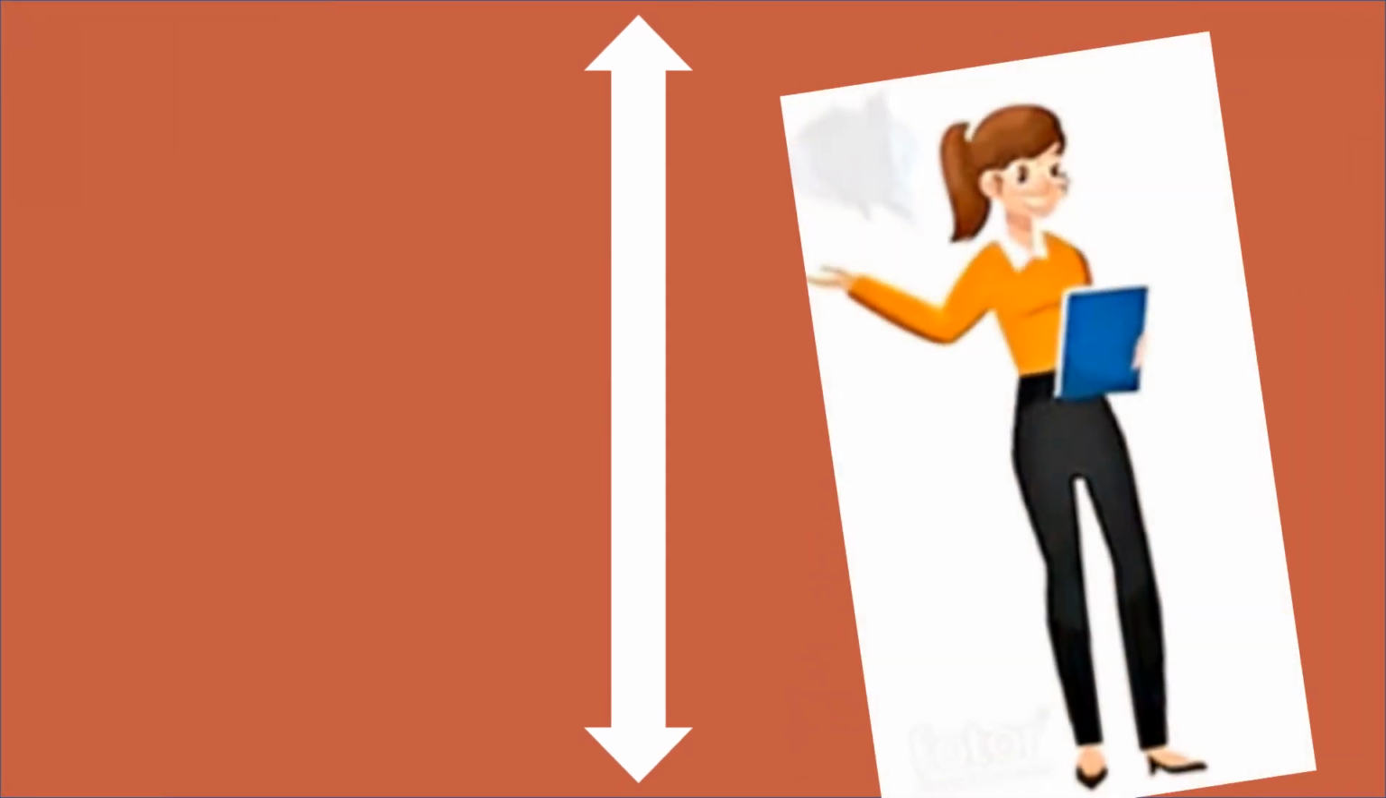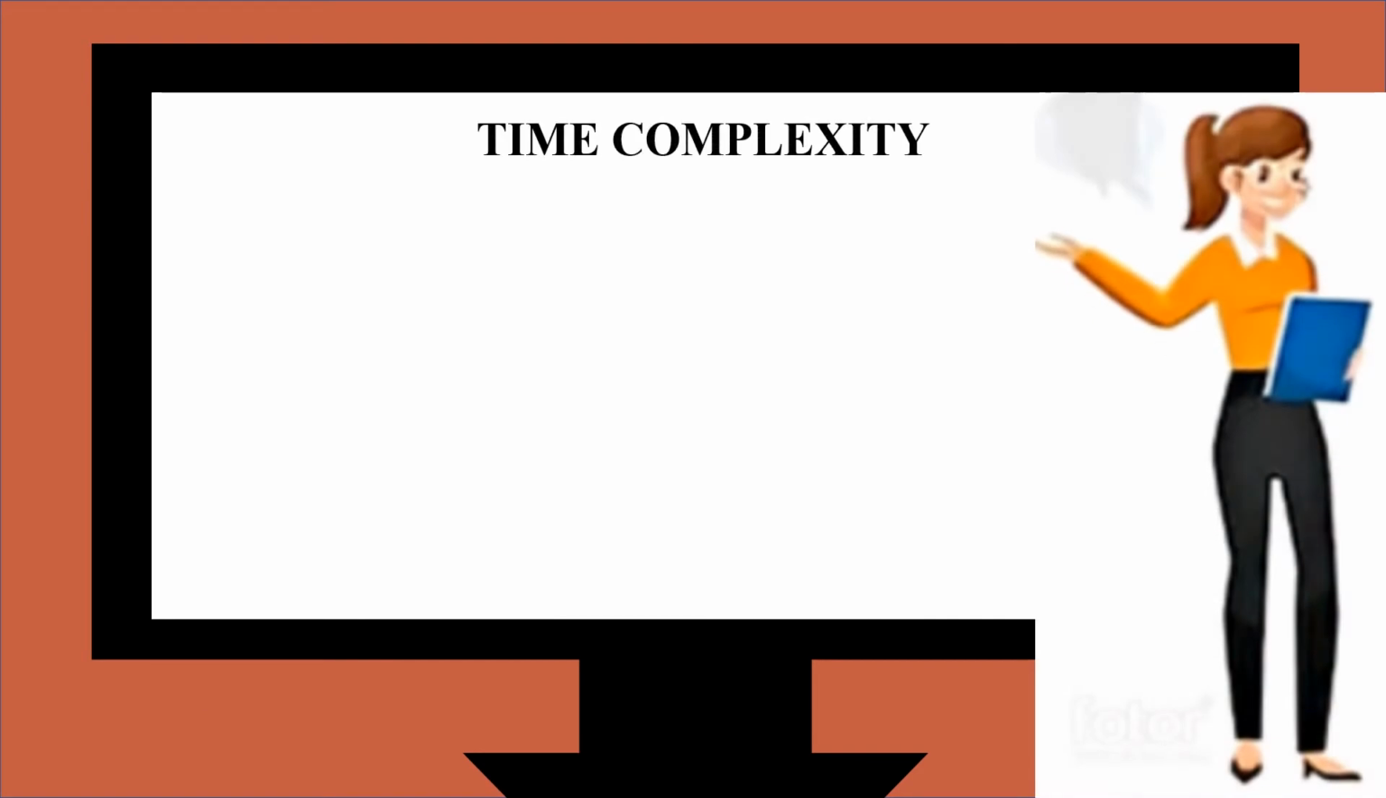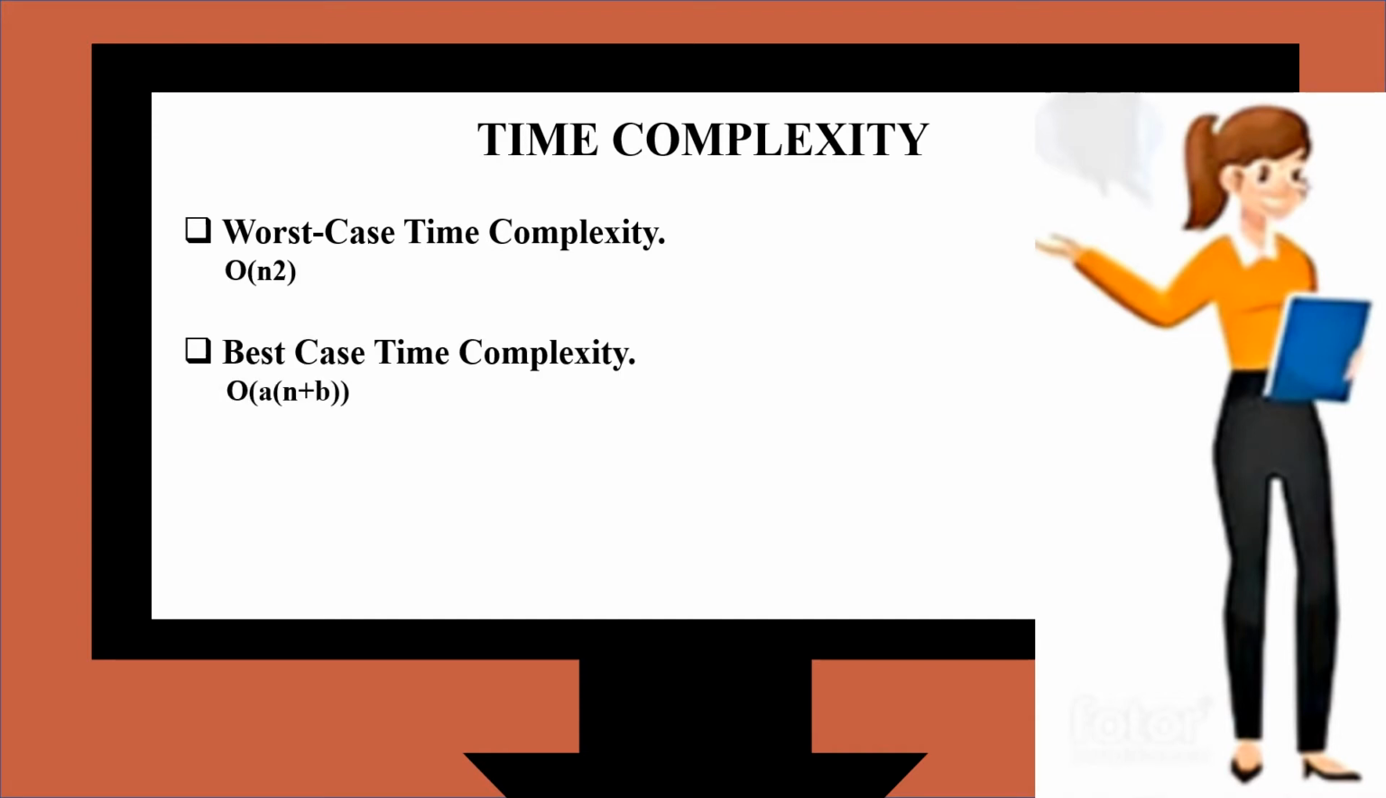So friends, now let's look into the performance of Radix sort algorithm. The time complexity of Radix sort algorithm has three cases. The first is worst case time complexity, the second is best case time complexity, and the third is average case time complexity. The first one is worst case. In Radix sort, the worst case is when all elements have the same number of digits except one which has a significantly large number of digits.